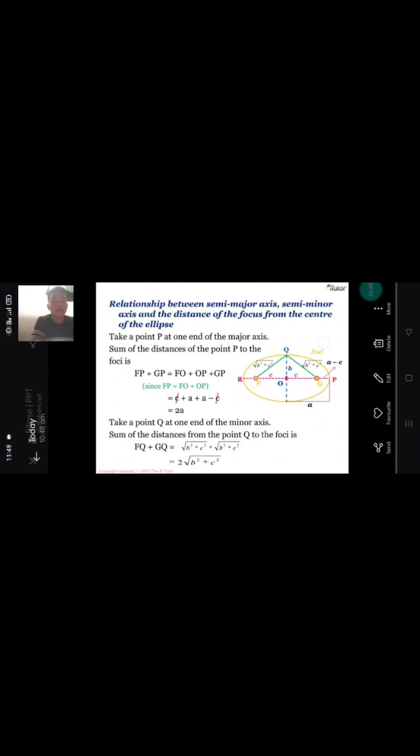So the c cancels, and the answer is 2a. Take a point Q at one end of the minor axis. The sum of the distances from the point Q to the foci is FQ plus GQ. Since both P and Q lie on the ellipse, by the definition of the ellipse, we have 2a equals 2 times the square root of b squared plus c squared, or a squared is equal to b squared plus c squared.